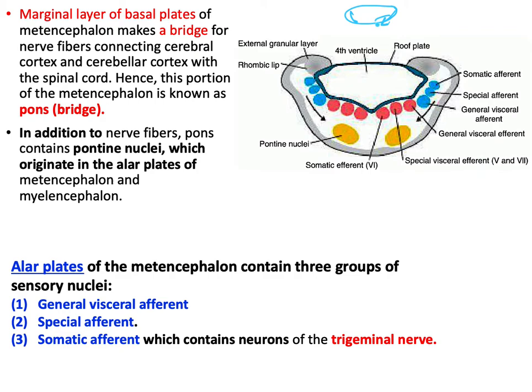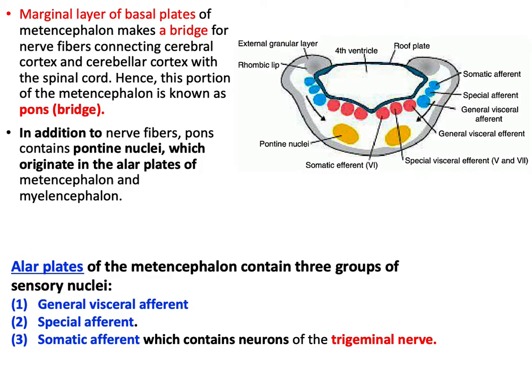Now, here, guys, you are in the pons, so the marginal layer of the basal plate thickens here to form an area that's good for pathways and axons to pass from the brain to the other parts of the brain stem and spinal cord. There is a pathway for axons, right? But somebody can say, yes, there is something in that area, which is the pontine nuclei. So these nuclei originate from the alar plate and moved forward, right? So yes, alar plate, similar to the midbrain, similar to the medulla oblongata or myelencephalon, you have an alar plate here.